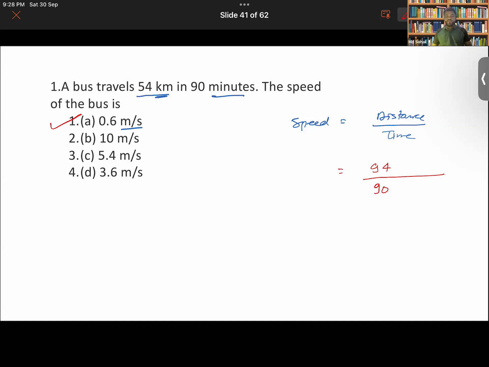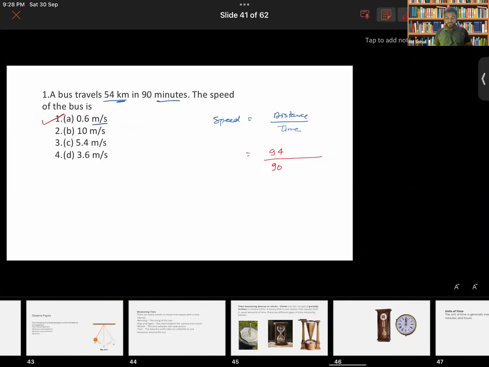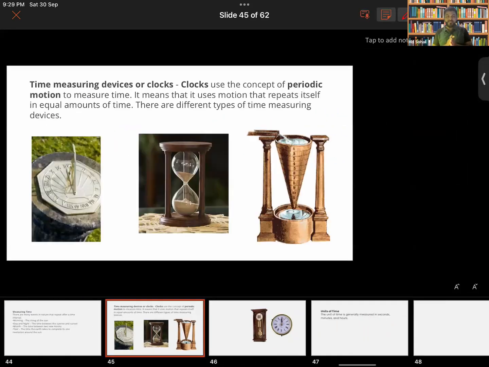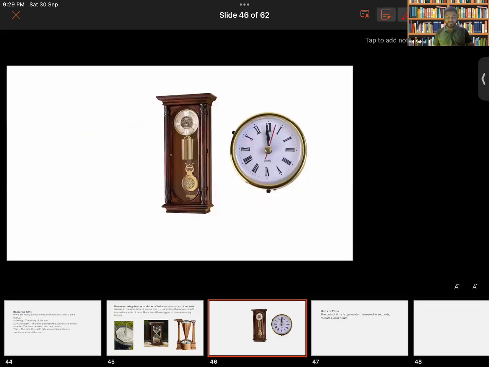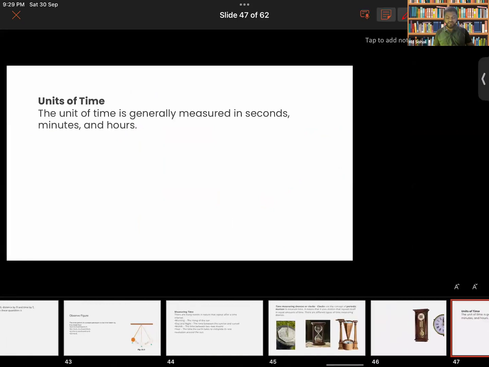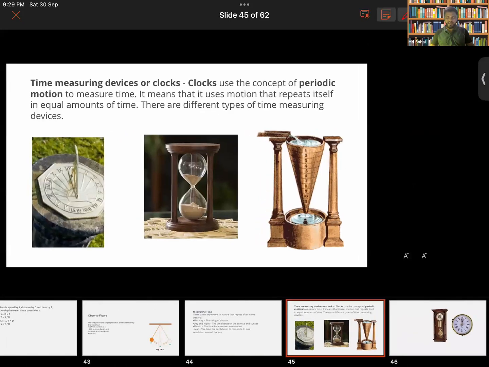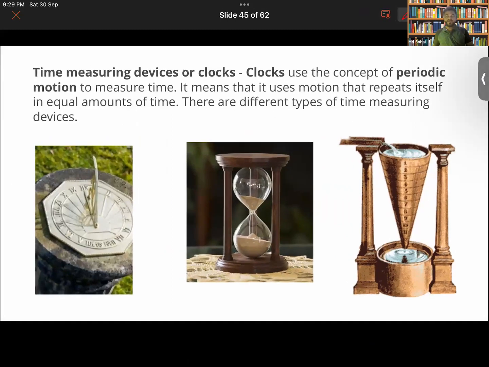Okay guys, so that's it for today. By the way, the chapter has not been finished because we still have to cover the next part of the chapter, that is time. Like the sundial, the clock. These tools we will be discussing. So in the next class, we will probably try to cover the chapter. Keep revising whatever we have discussed so far.